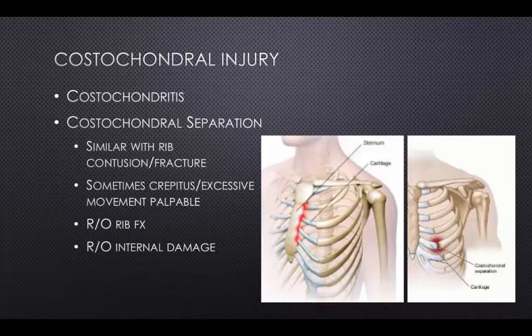When a rib tears away from the cartilage, the injury is called a costal-chondral separation. It may result from a blow to the ribs, a fall, or landing hard on your feet. It might even be caused by a forceful coughing or sneezing. Irritation of a rib is called costochondritis. Sometimes crepitus and excessive movement is palpable. We want to make sure that we're ruling out a rib fracture and ruling out internal damage to organs as well.